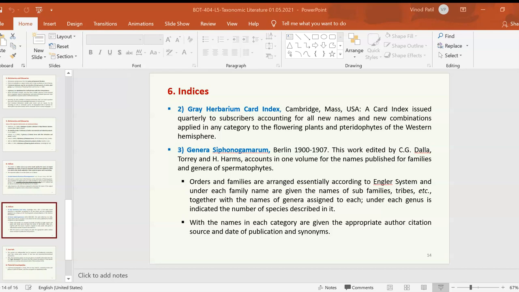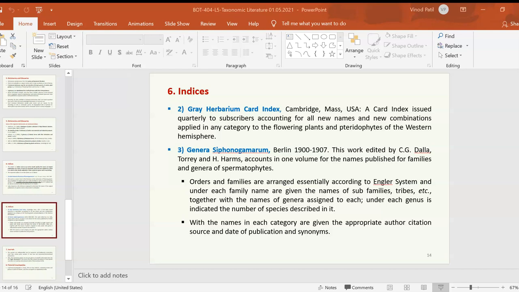Genera, you may call Siphono or Siphonogamarum. So Berlin, Germany. This work was edited by C.G. Dalla Torre and Harms, accounts in 1 volume for the names published for families and genera of spermatophytes. So there will be different indices for different things.